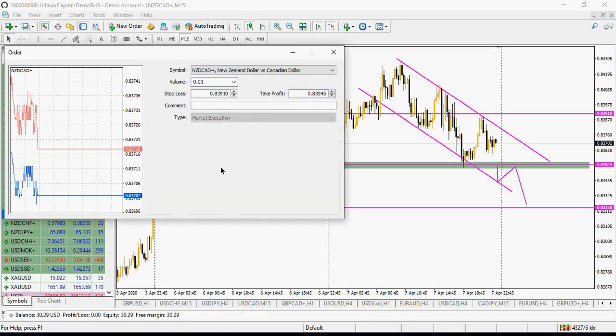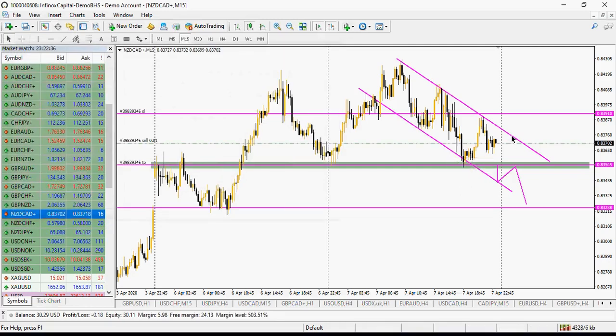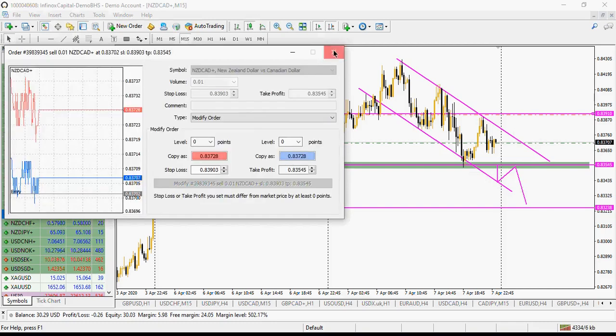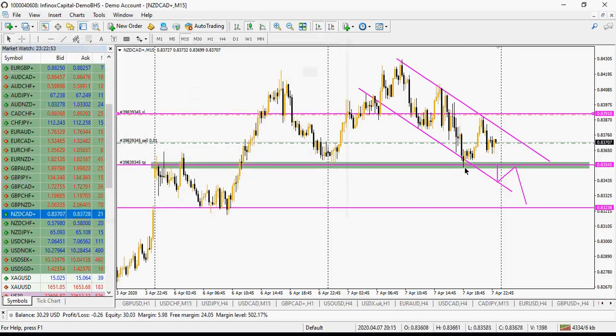8, 3, 5, 4, 5. And then we'll click on sell. So I'm going to sell. Our stop loss is right here. Okay, you can see that red line. The red line below that is our stop loss. Our take profit is right here, where this line is. That's the line it is covering.